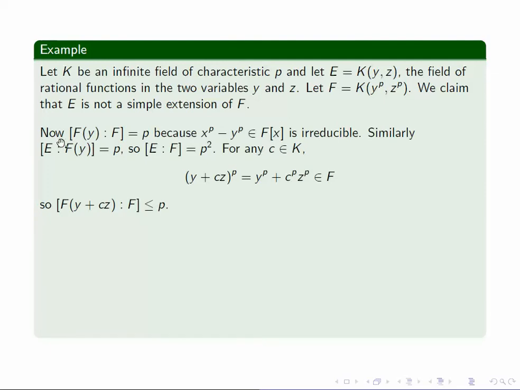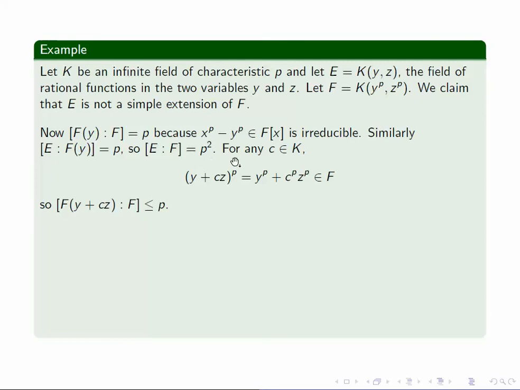First, let's notice that the degree of F(y) over F is p because the polynomial x^p minus y^p is irreducible by Eisenstein's criterion. And similarly, we can show that the degree of E over F(y) is p, so the total degree of E over F, not surprisingly, is p squared.